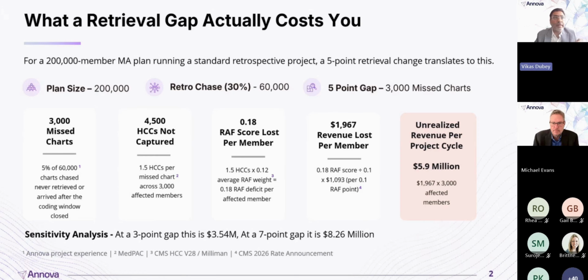And if I do a bit of sensitivity analysis, let's say you're better than that, you have only a 3 percentage point gap, that's still $3 million plus. And if you're worse, a 7 point gap, you're talking about more than $8 million. Now, every plan in this room sits somewhere on the curve. The only question is, do you know what that gap is? And are you aware of the dollar gap?